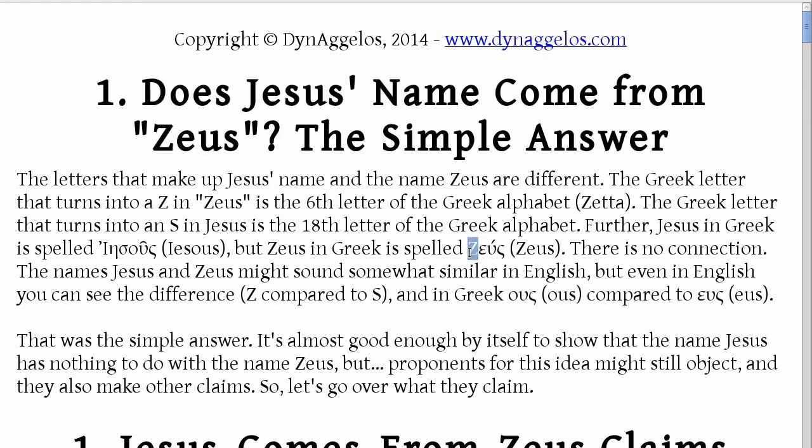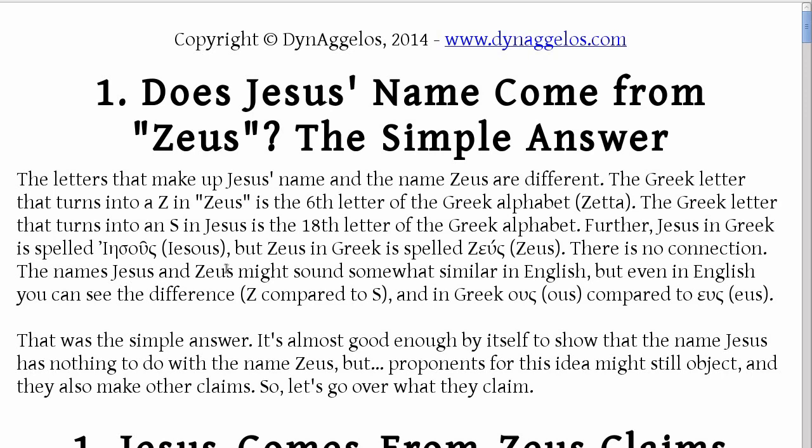So you can see that zeta in Greek is a completely different letter than this, though of course this is capital, the zeta is. There are a lot more reasons to believe what I'm saying, but we'll go over them as I go. There is no connection. When you compare Zeus in English with Jesus in English, completely different. When you compare the Greek word Iesous and the name Zeus in Greek, completely different. This is a different letter than this. And there are a lot of other differences too, but as I said, I'll address them as I go.